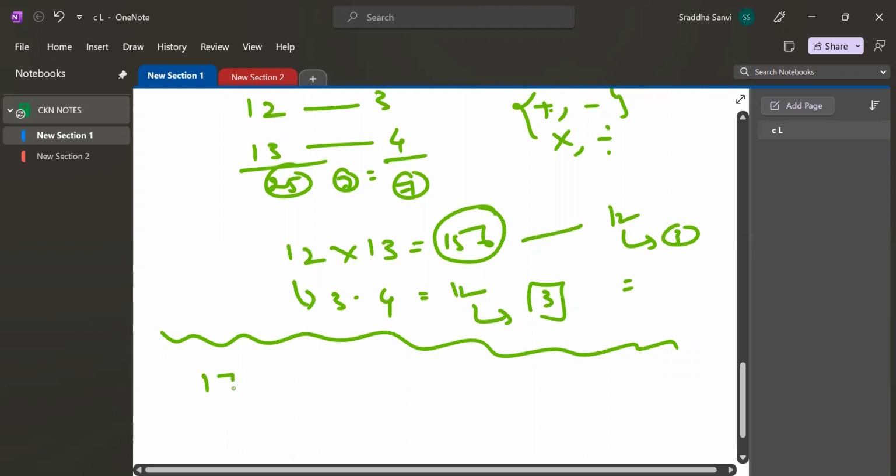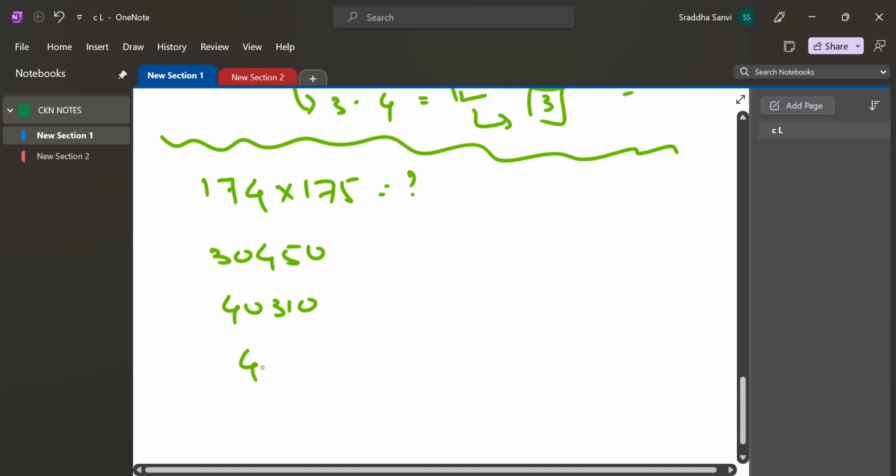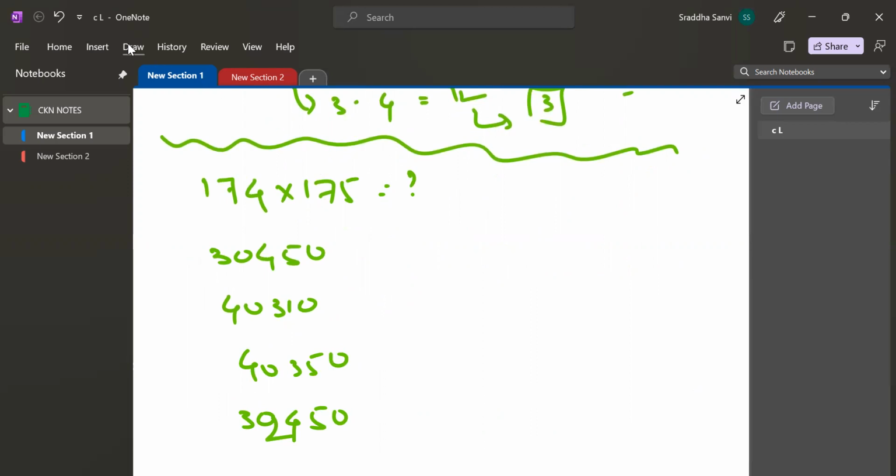I saw a problem somewhere. 174 into 175 equal to what? If I look at the option choices: 30450, 40310, 40350, 30450. These are the options. 30450 is already given, and 32450. So how do I solve the problem?